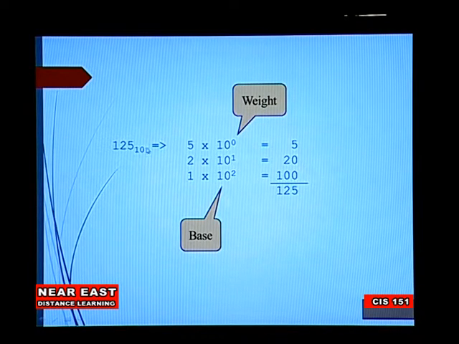And we multiply each digit by the base. But the base has a weight. So we write the weights from the top to the bottom: 0, 1, 2. So 5 multiplied by 10 to the weight 0 is equal to 5. 2 multiplied by the base 10 to the weight 1 is equal to 20, 2 times 10. 1 times 10 to the weight 2 is equal to 100. After this, we just add the numbers, and it gives us exactly the same number, 125. So this is how we represent decimal in decimal.